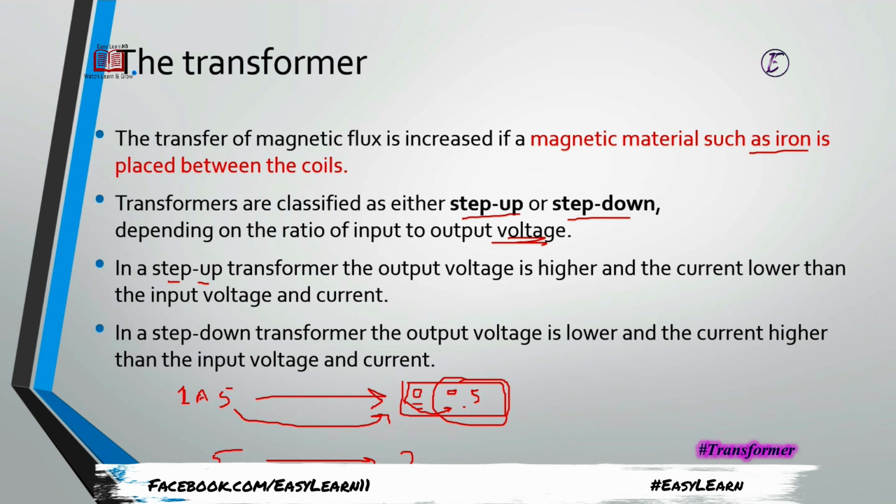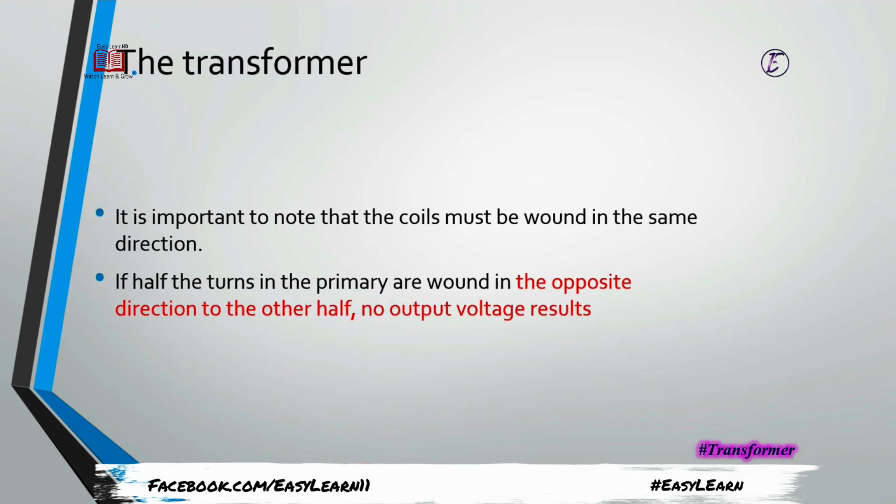Okay, a step down transformer: basically you apply 5 volts and you can easily get 2 volts. The same applies to current: if you have 1 ampere here and the voltage is reducing, then the current will increase. You may obtain 2.5 amperes here or so on, depending upon our ratios and number of turns.